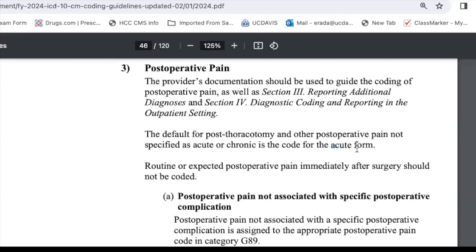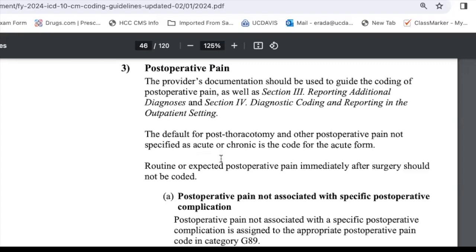So if there was no documentation saying this is chronic or acute, or the doctor just plainly reported the patient is having post-operative pain, the guideline says you have to code it as acute post-operative. Okay, that's the default.